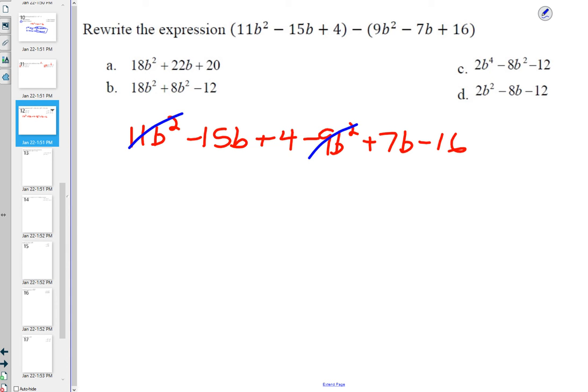11 minus 9 is? It's 2b squared. Negative 15 plus 7? And then 4 minus 16 is negative 4.